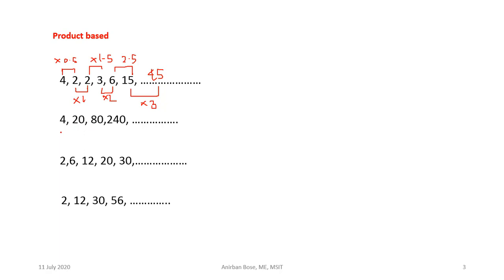Now you see this next problem, 4 to 20. So you can see the multiplying factor is 5. Then the multiplying factor is 4. Multiplying factor is 3. So here you can see the multiplying factor is gradually decreasing by 1. So the expected multiplying factor will be 2. So it will be 480.